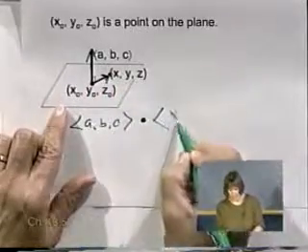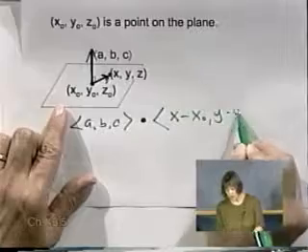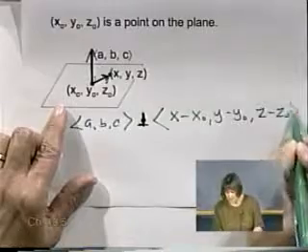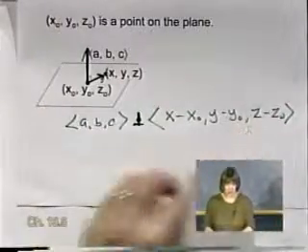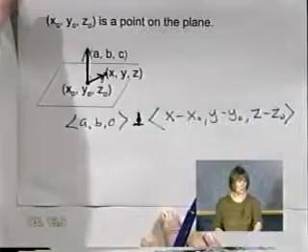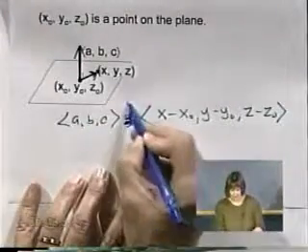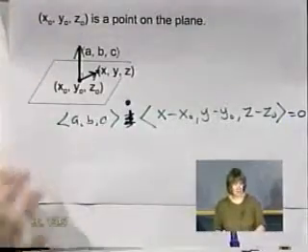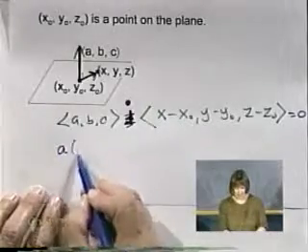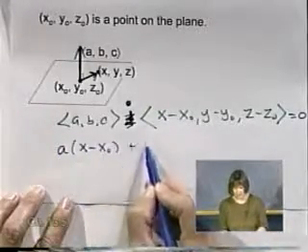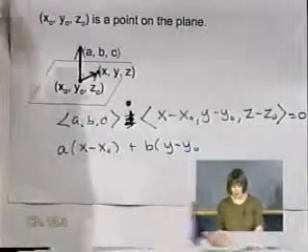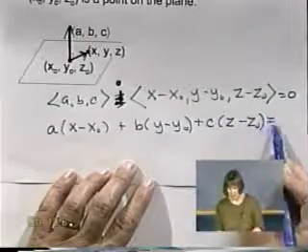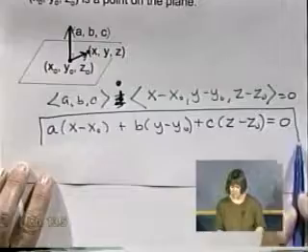I subtract x minus x naught, y minus y naught, z minus z naught. Now if this vector is perpendicular to this vector, what do you know about the dot product of those two vectors? The dot product of those two vectors should equal 0. Let's take the dot product. a times (x minus x naught) plus b times (y minus y naught) plus c times (z minus z naught) is equal to 0.